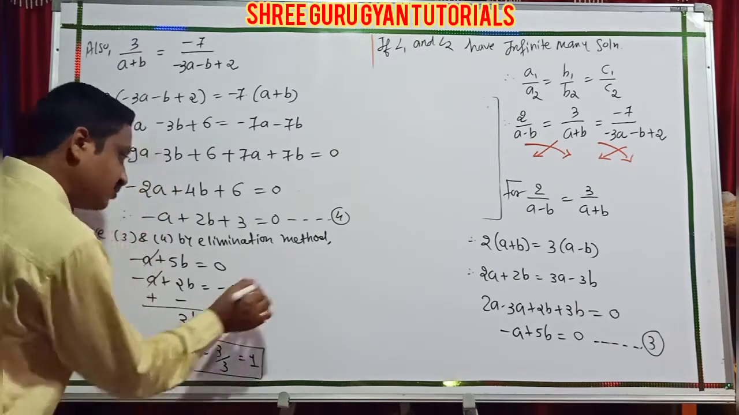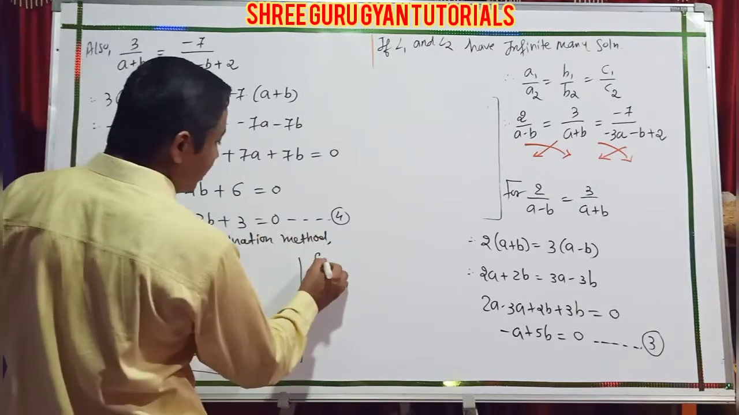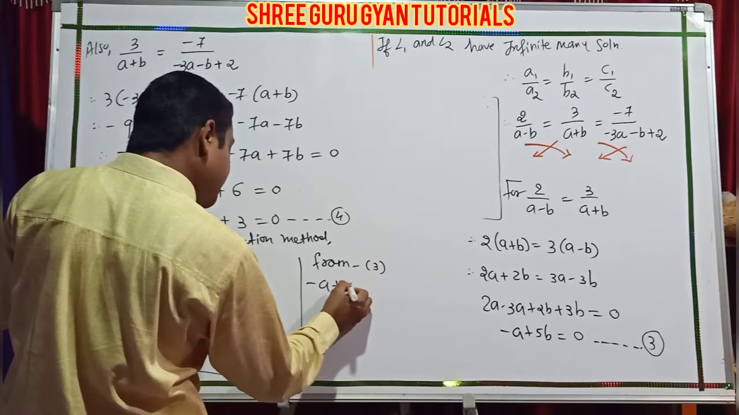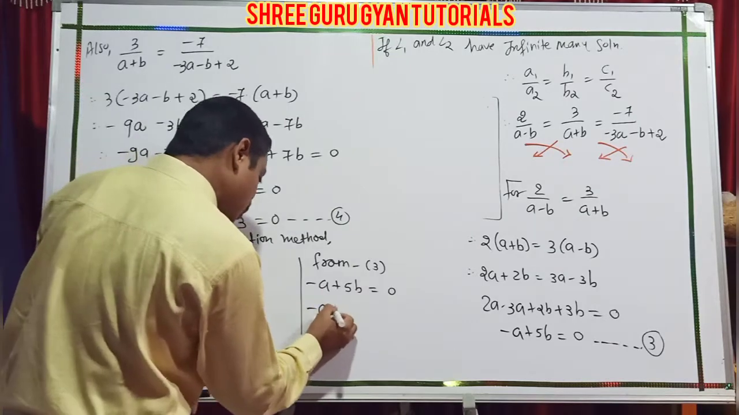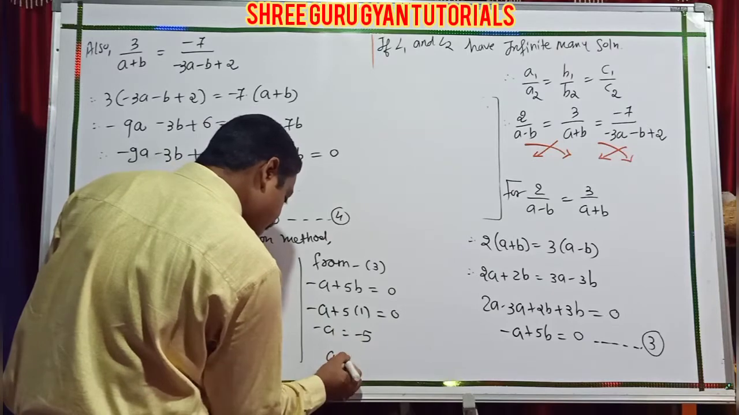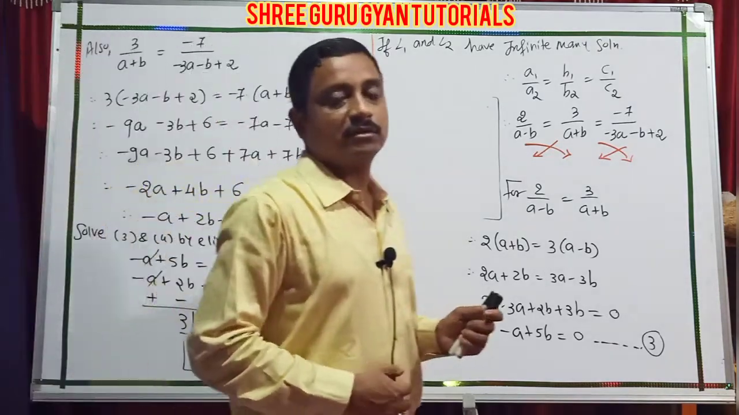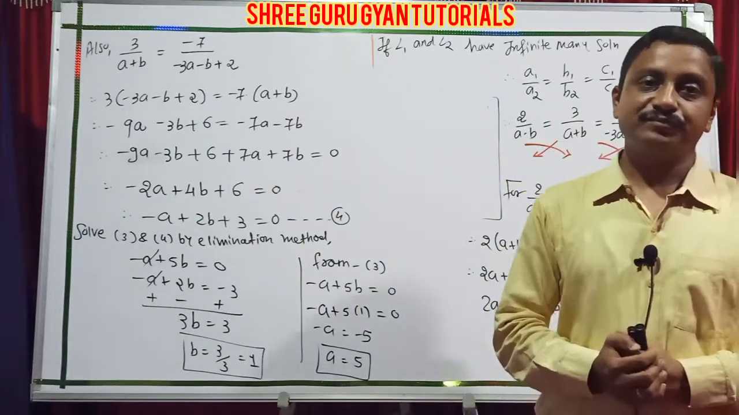Here one value is over, and I go to equation 3 or 4. Best is equation 3. From 3, minus a plus 5b equal to 0, apply the b value, and successfully you get the value of a. a is 5. And students, here we are done with one numerical for a 3 marks question.